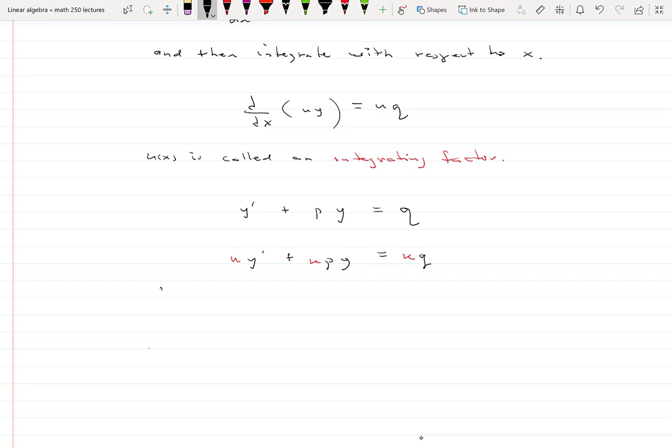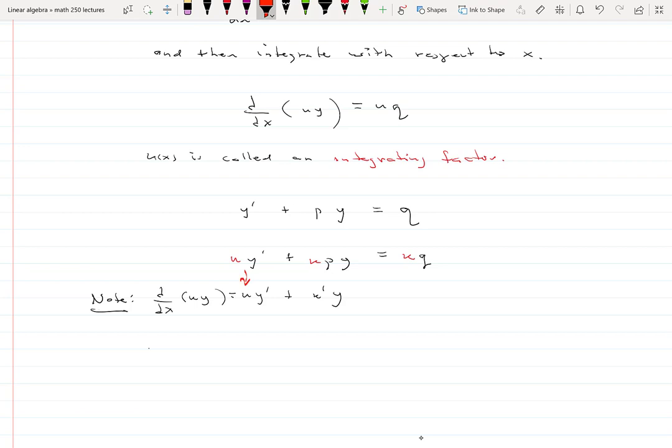Okay? Now separately from that, I want to look at what the derivative with respect to x of uy would be if I use the product rule and actually write this out. So note that the derivative of u times y is, using the product rule again, uy prime plus u prime y. So using the product rule, it's the first times the derivative of the second plus the derivative of the first times the second.